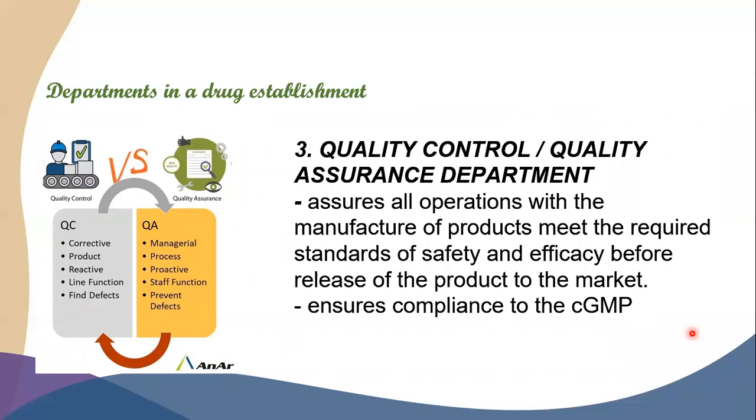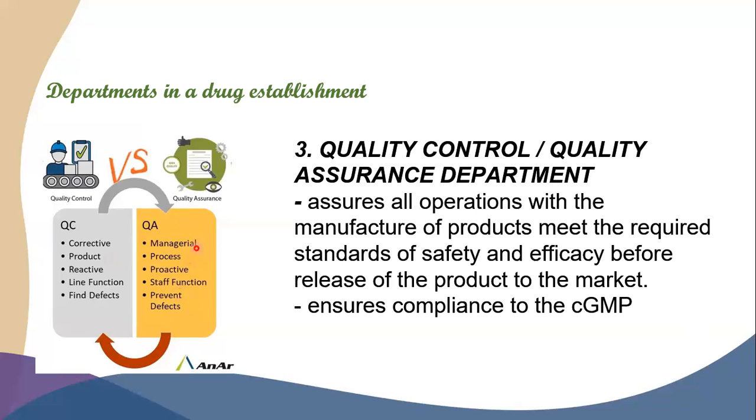Another one is your quality control and quality assurance department. So this assures all operations with the manufacture of products meet the required standards of safety and efficacy before release of the product to the market. So this ensures compliance to the CGMP or your current good manufacturing practice. So you can see here, class, that your quality control and quality assurance must complement each other. Like from quality control, along the production line, how can you ensure that all of your drugs would be safe from defects?